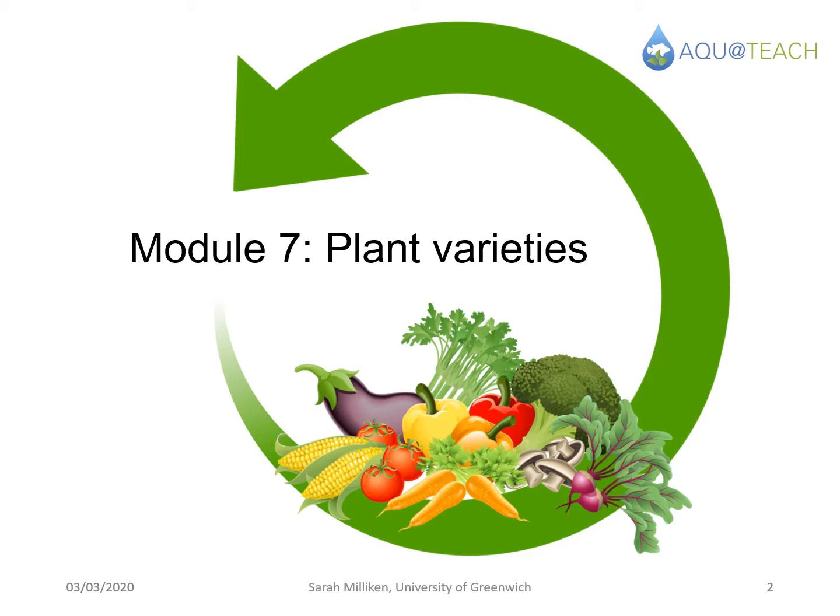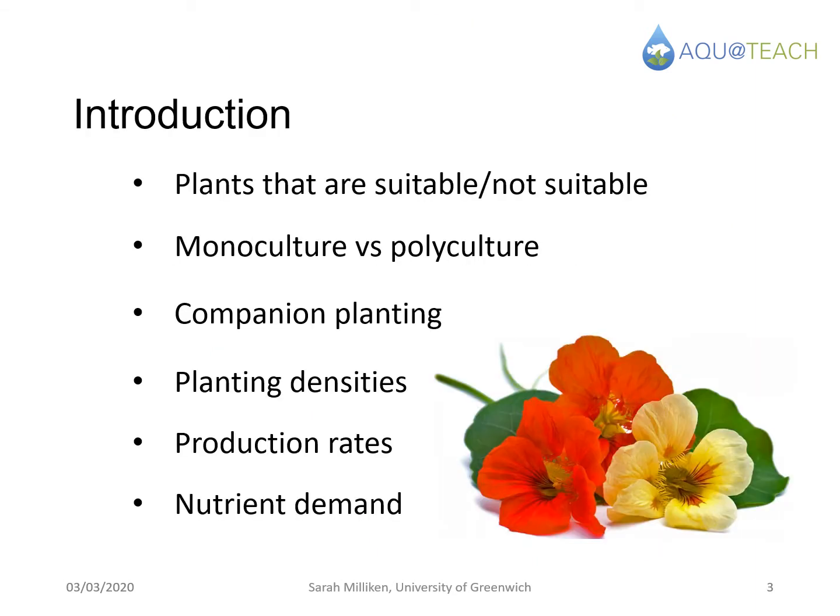In this brief introductory video, I'm going to give you an overview of Module 7, Plant Varieties. Before we look at different plant varieties in detail, I will give a brief overview of some of the general principles relating to growing plants in an aquaponic system. This includes plants that are suitable and those that are not suitable, monoculture and polyculture, companion planting, planting densities, production rates, and nutrient demand.